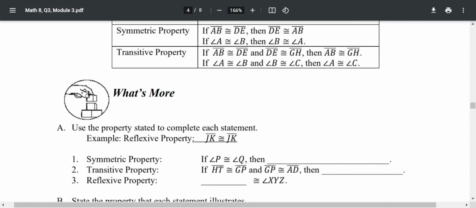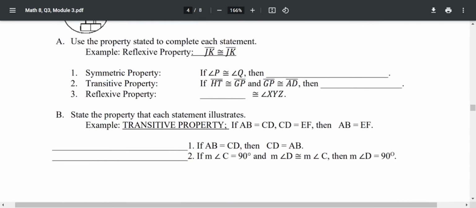And then we have transitive property. If side HT is congruent to side GP and side GP is congruent to side AD, then HT is congruent also to AD. And then we have reflexive property. So, unsa man ang congruent sa angle XYZ? You know the answer. And then, letter B, state the property that each statement illustrates. So, ning statement, kamo inyong i-identify kung unsa na nga property, transitive, reflexive, or symmetric. That's very easy.